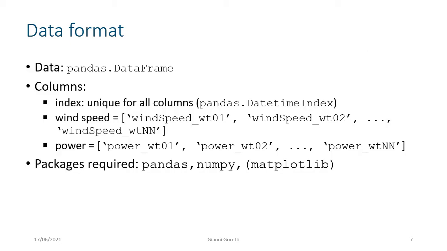As I was saying, the data is a pandas data frame, and the columns are called with the names that you see. So wind speed underscore and then WT and the number of the turbine, and same with the power. There are only 3 packages required for the implementation of this function, and they are pandas, numpy, and matplotlib for visualization purposes.